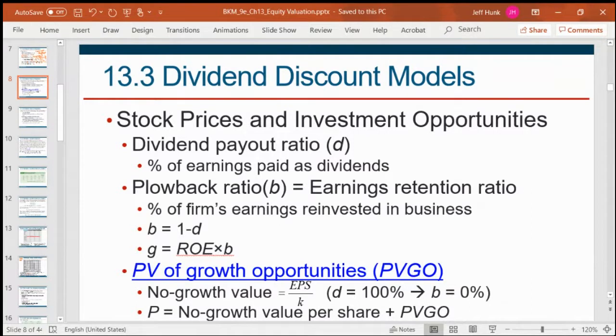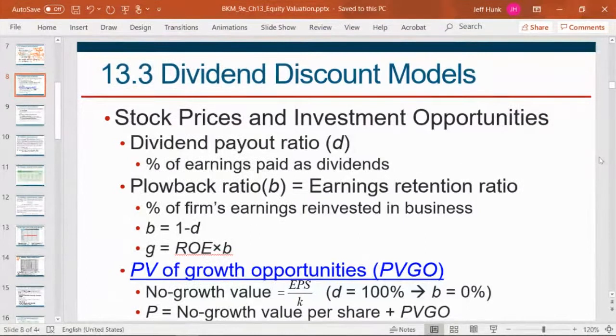So our topic is equity valuation. For the last couple of sessions, we've been discussing the four versions of dividend discount models for equity valuation. So we've already discussed two models: the constant dividend or zero growth model, and then the constant dividend growth model, or golden growth model.